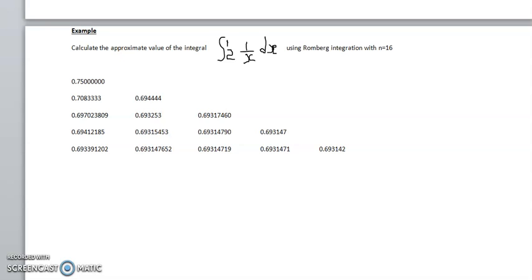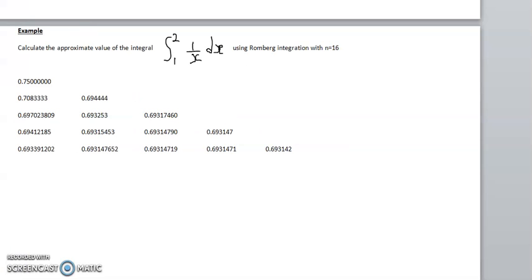Now, calculate the approximate value of the integral. The integral ranges from, I've written incorrectly. Let me correct that integral. It's supposed to range from 1 to 2. The integral ranges from 1 to 2 of 1 over x dx using the Romberg integration with n equal to 16.